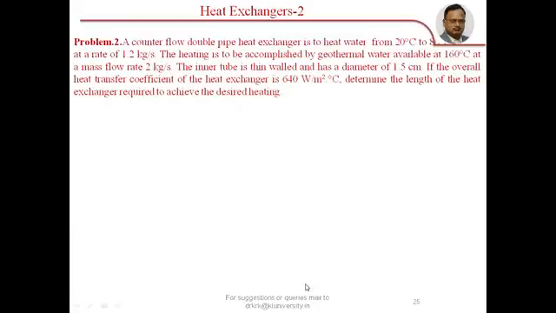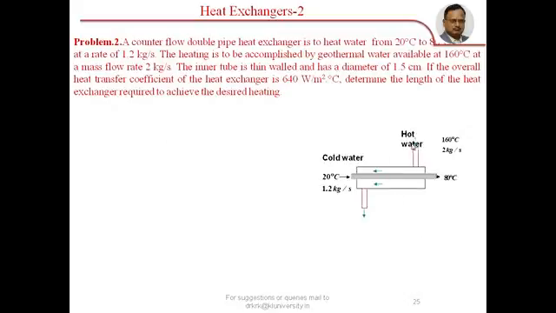Let us move to the second problem. A counter flow double pipe heat exchanger is to heat water from 20 to 80. Both temperatures are given. Heating is to be accomplished by geothermal water available at 160. The inner tube is thin wall, diameter 1.5, and the overall heat transfer coefficient is given. Determine the length of heat exchanger required to achieve the desired heating. So actually the area we have to determine.